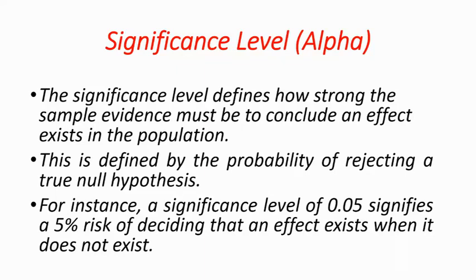So what do you mean by significance level? The significance level defines how strong the sample evidence must be to conclude an effect exists in the population. This is actually a prefixed quantity. We are prefixing the limit that we need to take a decision on this null hypothesis. Moreover, this is defined as the probability of rejecting a true null hypothesis. That means the probability of type 1 error is nothing but the significance level.